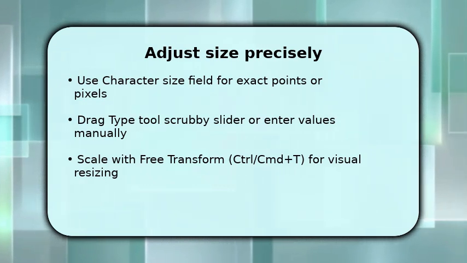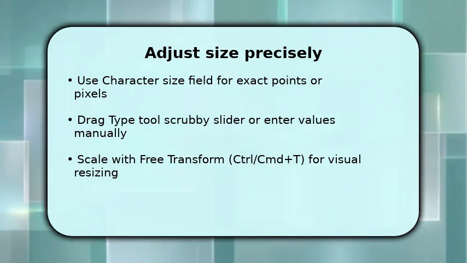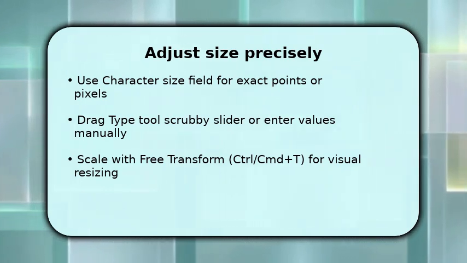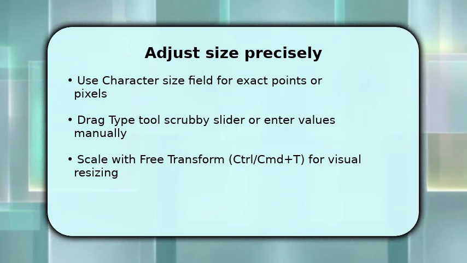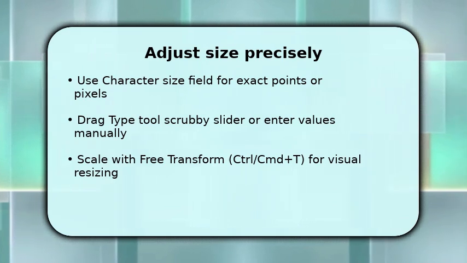For non-destructive visual scaling, use Free Transform, Control or CMD+T. Hold Shift if you want to constrain proportions in older versions. Make sure to watch anti-aliasing settings and leading so spacing remains readable as size changes.